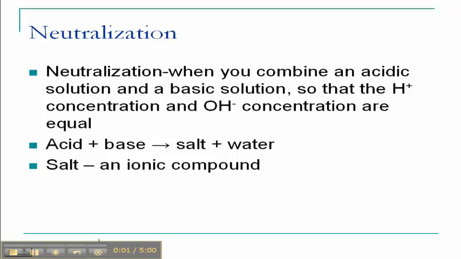We're going to talk about titrations, and titrations are based on neutralization. So this is when you combine an acidic solution and a basic solution so that the H plus and the OH minus concentration are equal. So basically acid plus base yields what we call a salt and water. Now a salt can be any ionic compound. Remember that ionic compounds are electrolytes because they ionize when you put them into water.